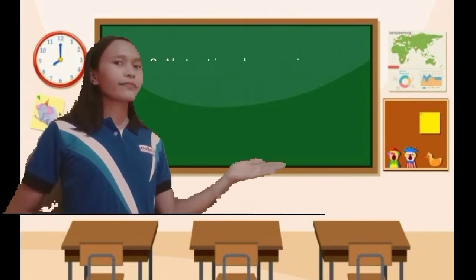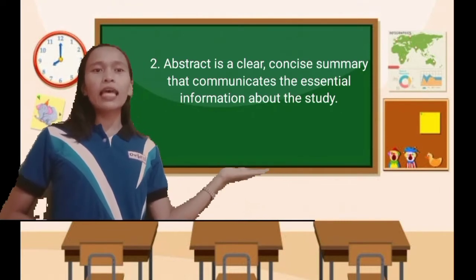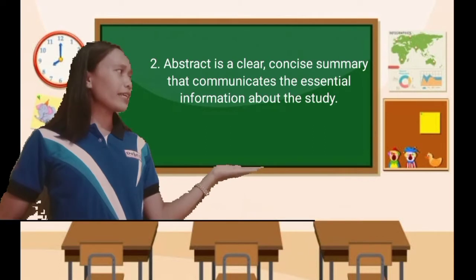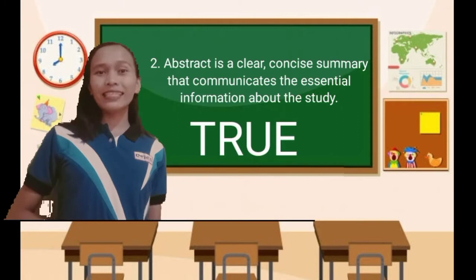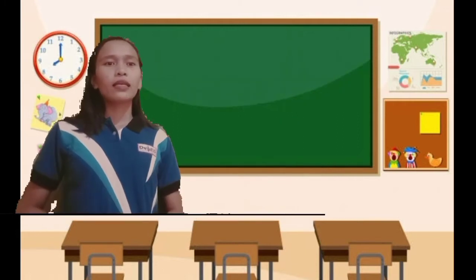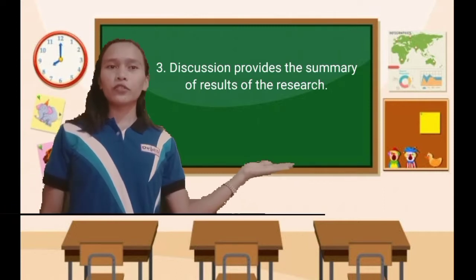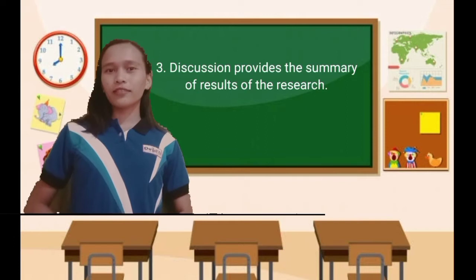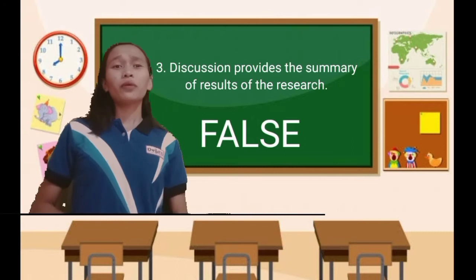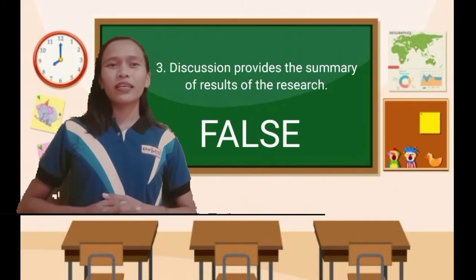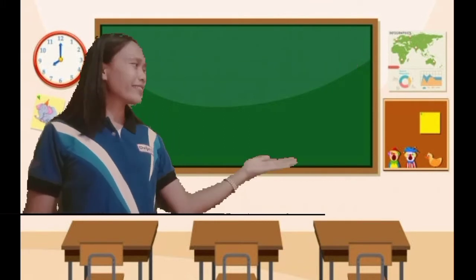Number 2. Abstract is a clear, concise summary that communicates the essential information about the study. True or false? Very good. That is true. Number 3. Discussion provides the summary of results of the research. True or false? Okay, very good. So that is false. So what is the correct answer? It is a conclusion.